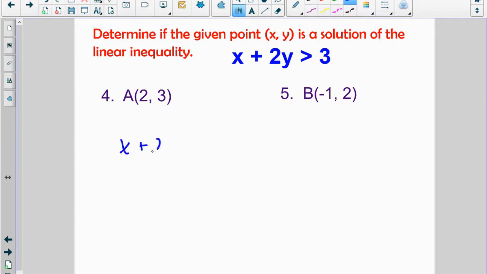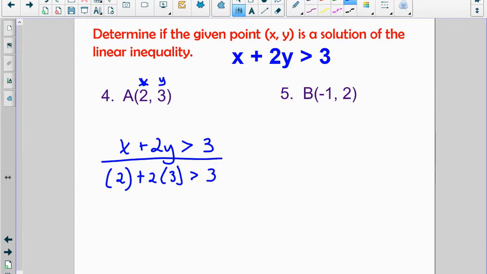So we're working with x plus 2y is greater than 3. When we substitute, the value of x is 2 for my ordered pair, because remember x is always the first coordinate, y is the second coordinate. So y is 3. And we just need to do a little calculation here. We multiply first, so 2 times 3 is 6. And then 2 plus 6 is 8. So we get this statement that 8 is greater than 3, which is true.